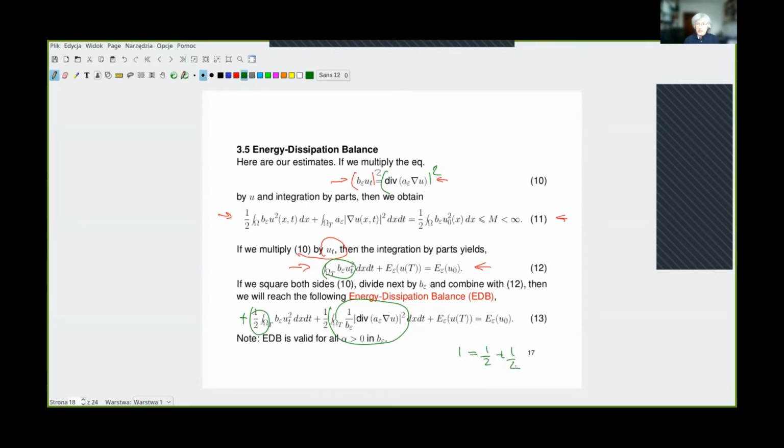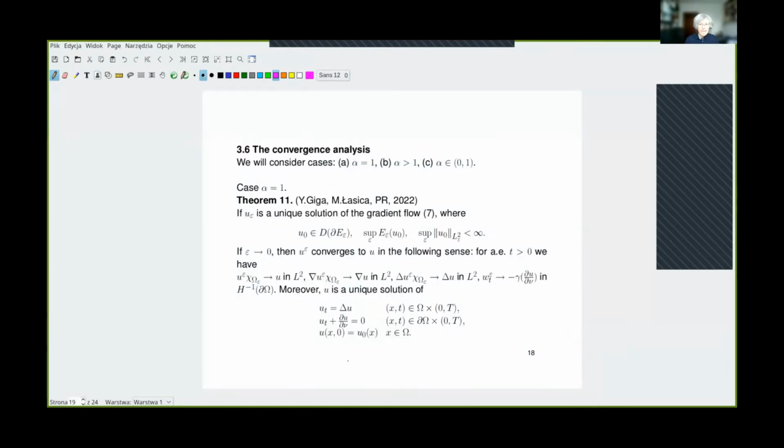Okay, and let me stress one more thing, that this equation I wrote here is valid for all alphas, the exponent alphas in the weight, and I will use it later to play with the weight, to play with alphas. And now we are ready to pass to the limit. Okay, so here's our theorem. We study first case alpha equal to 1. So we suppose that we have a well-prepared data. Right? Then our solution to the gradient flow with beta converges in the following sense.